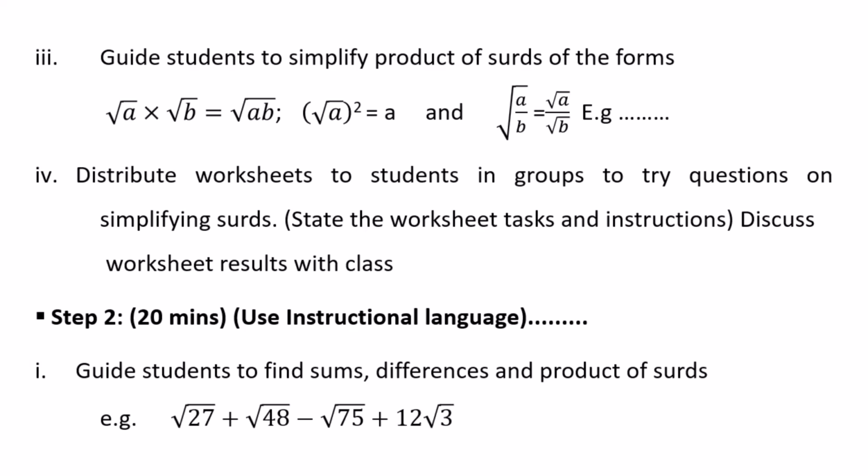Then distribute worksheets to students in groups to try questions on simplifying surds. State the worksheet tasks and instructions. Discuss worksheet results with the students. Now you come to step 2. You can also give another 20 minutes for step 2 and use instructional language as well here.